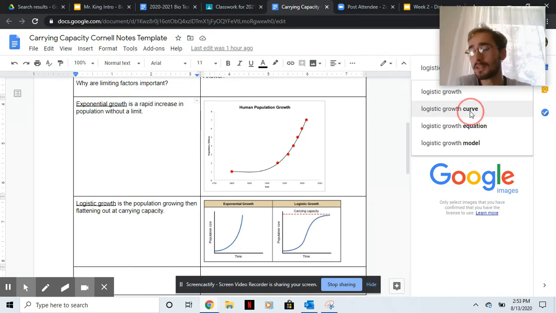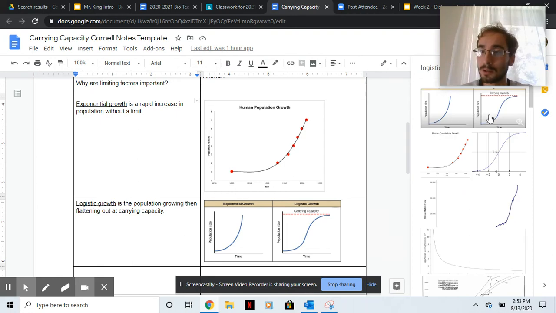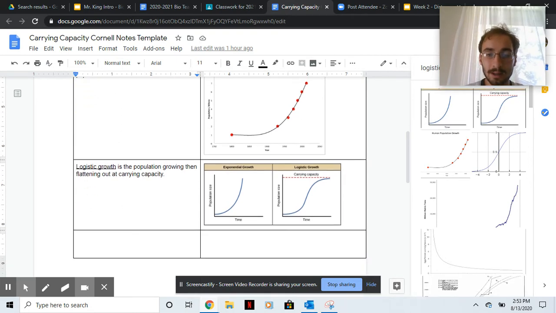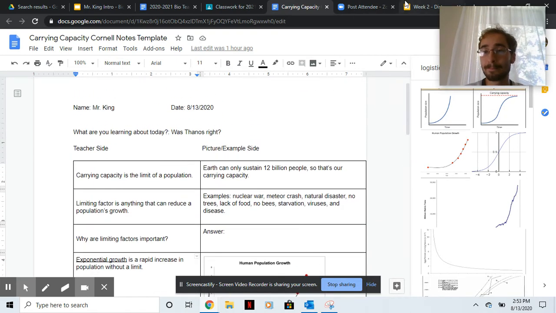And then I'll do curves since it's popping up. I kind of want a visual. I pick this picture, it looks really good, and then you insert it. Okay, so that's the notes for today.